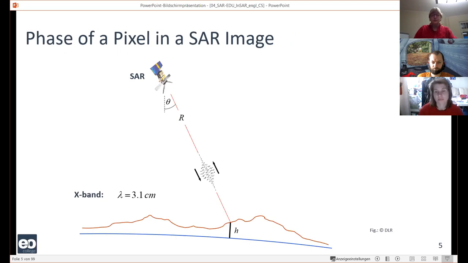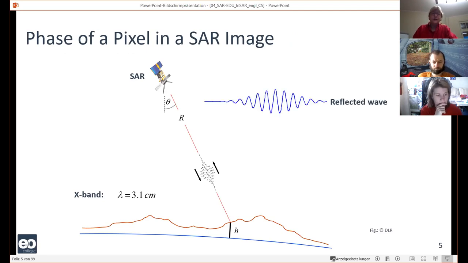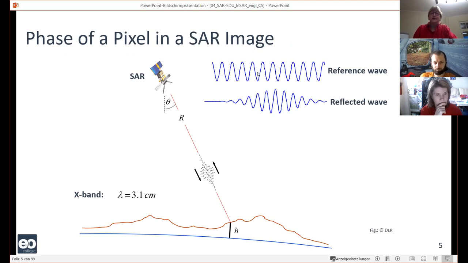Okay, so what is interferometry? We are now using the phase of our pulse. Here you see a little visualization. So we have a reflected wave and we have a reference wave to which we now compare the phase difference. And the phase itself can be described as 2π, which is one full wave sequence, then of course the phase is related to the wavelength. Then we have to include 2 times r, so the range once to the Earth and then coming back, plus a term here called phi for the phase, a term that is dependent on the scatterer.